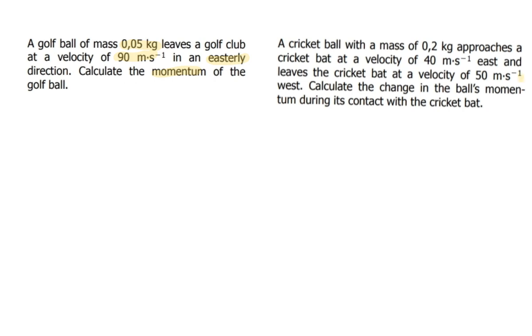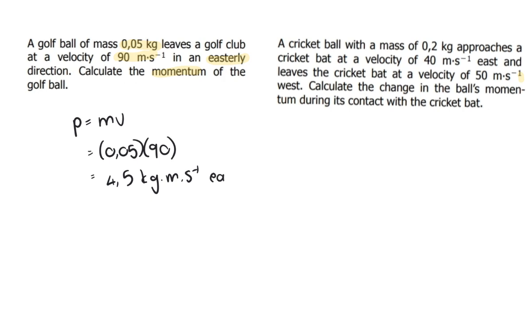So I'm just going to use my normal equation. I'm going to input my mass, which is 0.05, velocity is 90 meters per second, and that gives me 4.5 kilogram meters per second. The velocity is in an easterly direction, which means the momentum will also be in an easterly direction.